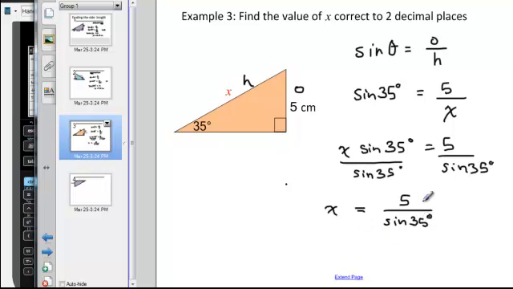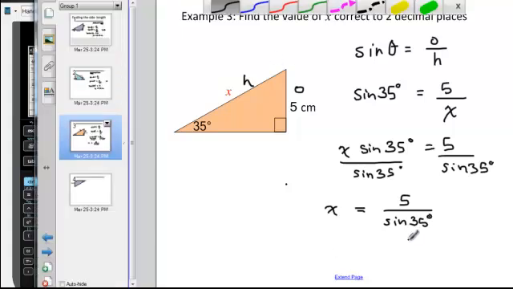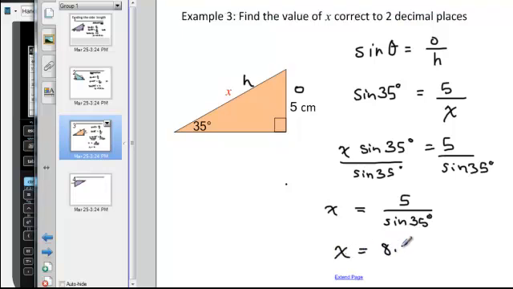Let's go back over to our calculator and put that in. So 5 divided by the sine of 35, Control Enter, and I get 8.71723. So to 2 decimal places, my x is going to be 8.72 centimeters. So final answer, x is equal to 8.72 centimeters.